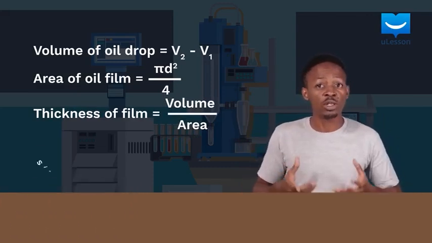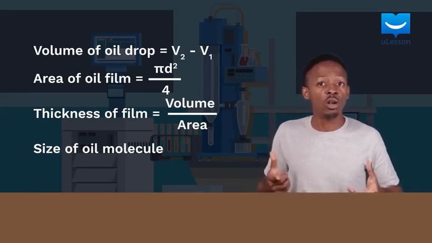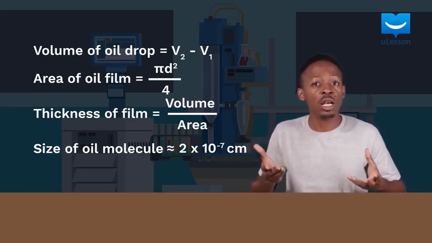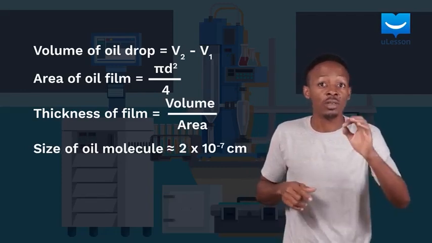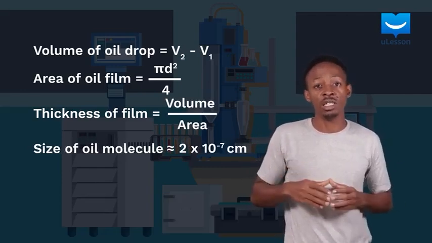Results from experiments suggest that the diameter of an oil molecule is usually about 2 times 10 raised to the power minus 7 centimeters. Now that gives you the idea of the size of a molecule.